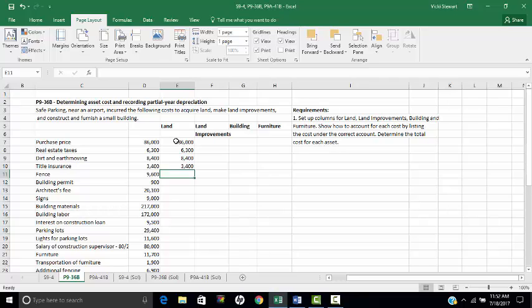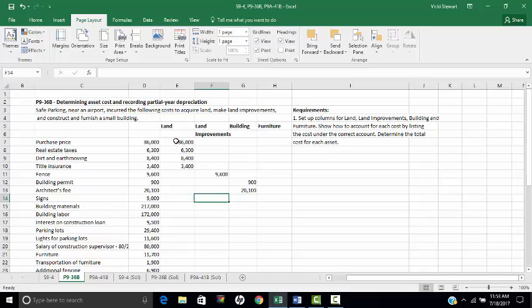The next cost is for a fence. Now, a fence will be attached to the land, but fences deteriorate. So those are going to be considered land improvements, and we're going to depreciate those over their useful life. A building permit is a cost that we have to incur in order to build our building. So that's going to go under building, as well as the architect's fees that we paid to design the building.